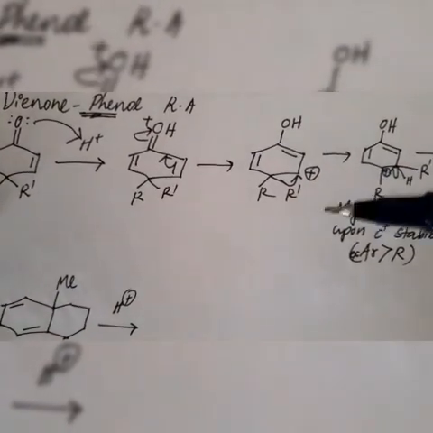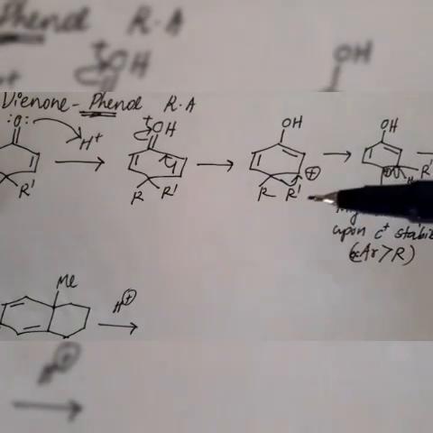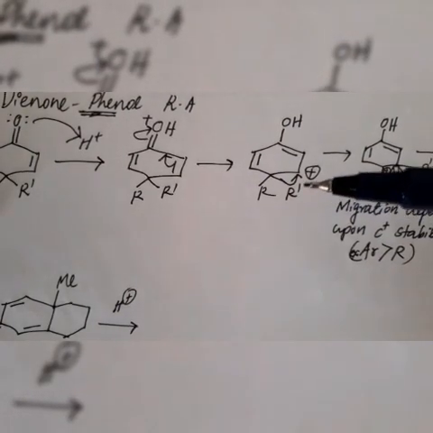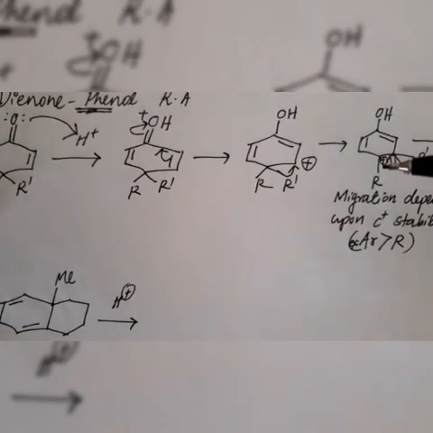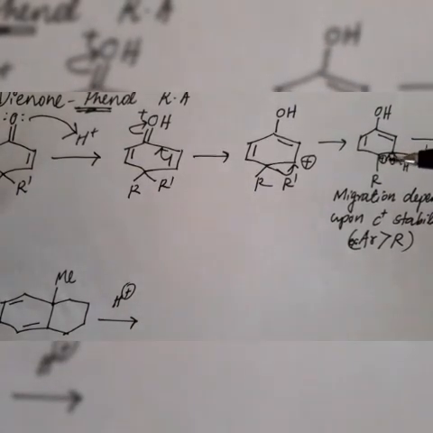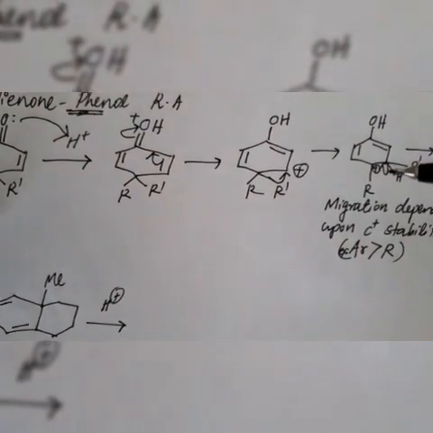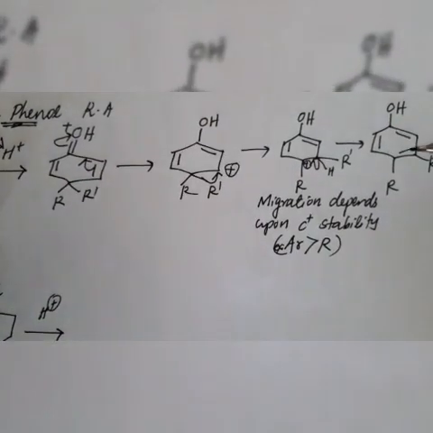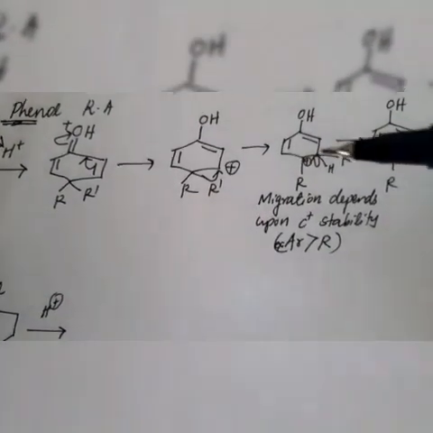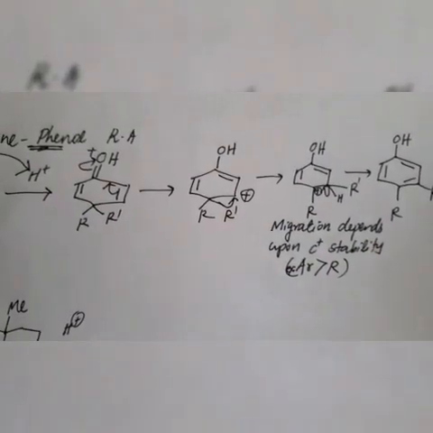Suppose I am saying the migratory aptitude of R' is greater than R, so what will happen? R' will migrate over R, and you will end up with this carbocation. Finally, the stabilization of this carbocation will happen by means of deprotonation, and you will end up with this phenol. So that's why it is termed the dienone-phenol rearrangement.